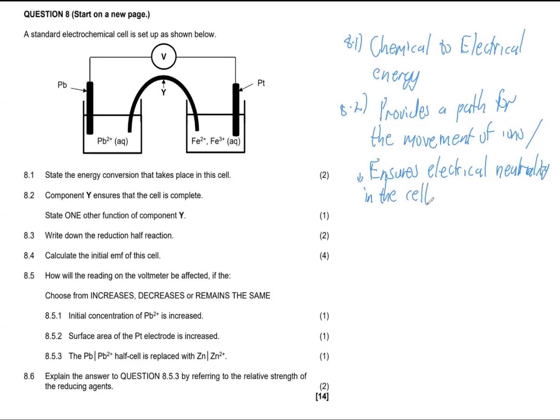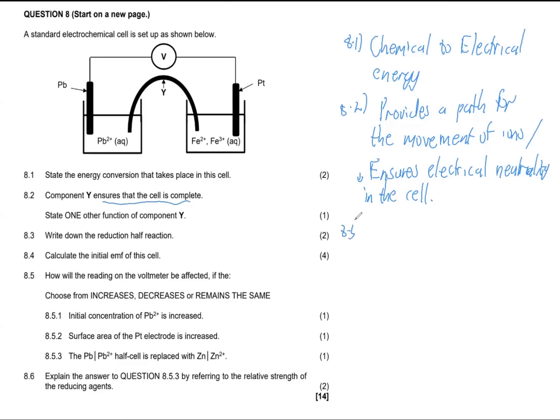Right, so that's how you go about it. You can mention either one of those functions and you'd get your full marks. They only need one, remember? So you can just say it provides a path for the movement of ions, or that it ensures electrical neutrality in the cell. They've already given you the function that it completes the circuit.